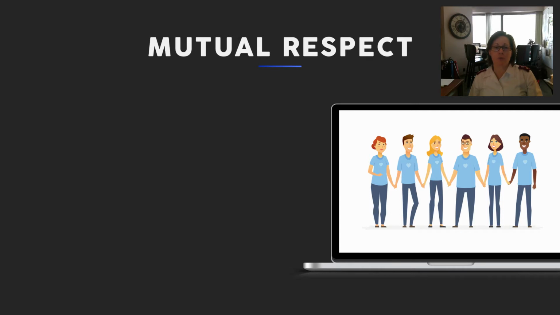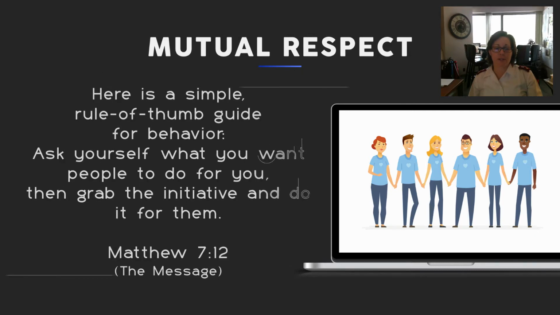So let's show mutual respect to each other, respect that we would want to have shown to us. Let us consider the words from Matthew 7, verse 12. Here is a simple rule of thumb guide for behavior. Ask yourself what you want people to do for you, then grab the initiative and do it for them.